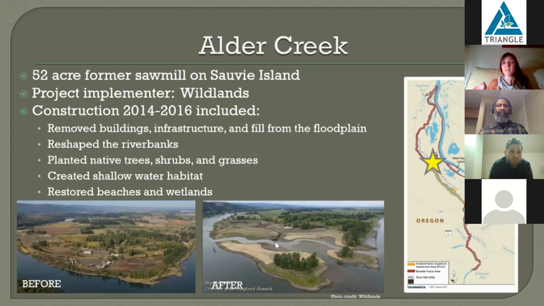They also reshaped the riverbanks to have a more natural slope that is easier for salmon and other aquatic species to access and use, especially during high flows. They planted native trees, shrubs, and grasses, created shallow water habitat that flows through the site, and restored beach and wetland habitats. The before and after photos, I think, paint a pretty good picture of what they did at the site.